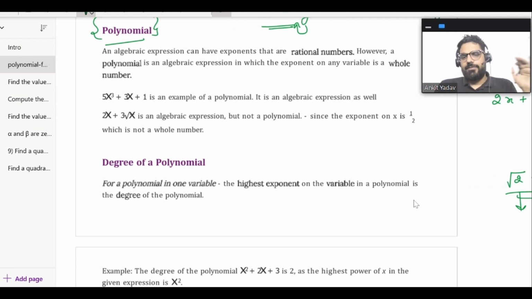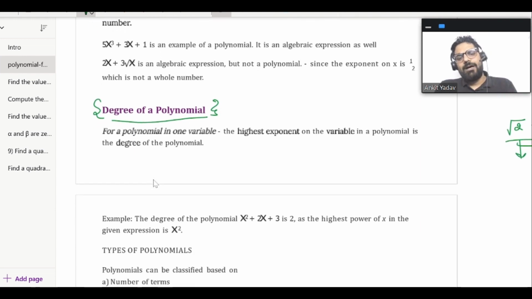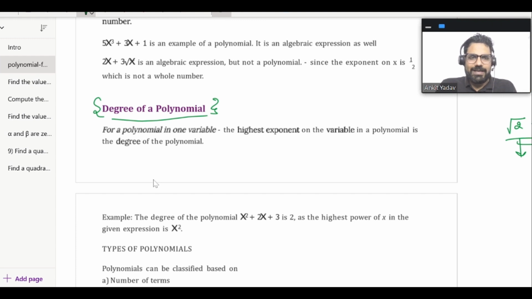Correct. Now, degree of the polynomial. Let's go to the next topic, that is degree of the polynomial. So what is degree? The highest power or exponent on the variable in the given polynomial is known as the degree of the polynomial. What is the degree? The highest power of the variable in the given polynomial.